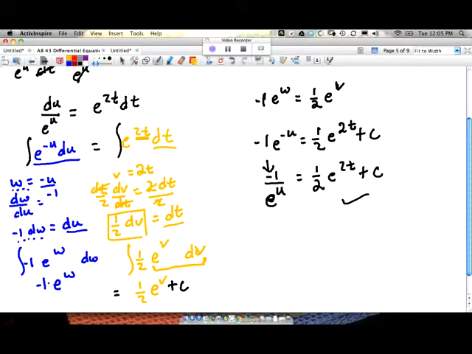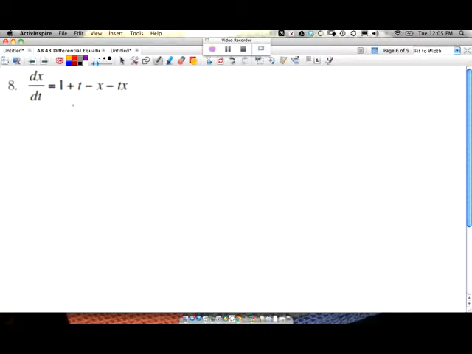Let's take a look at number 8. Now this is going to employ a skill not used too often. It's very rarely used. People would look at this and think, I don't know what to do, but I do know that I need to factor it.